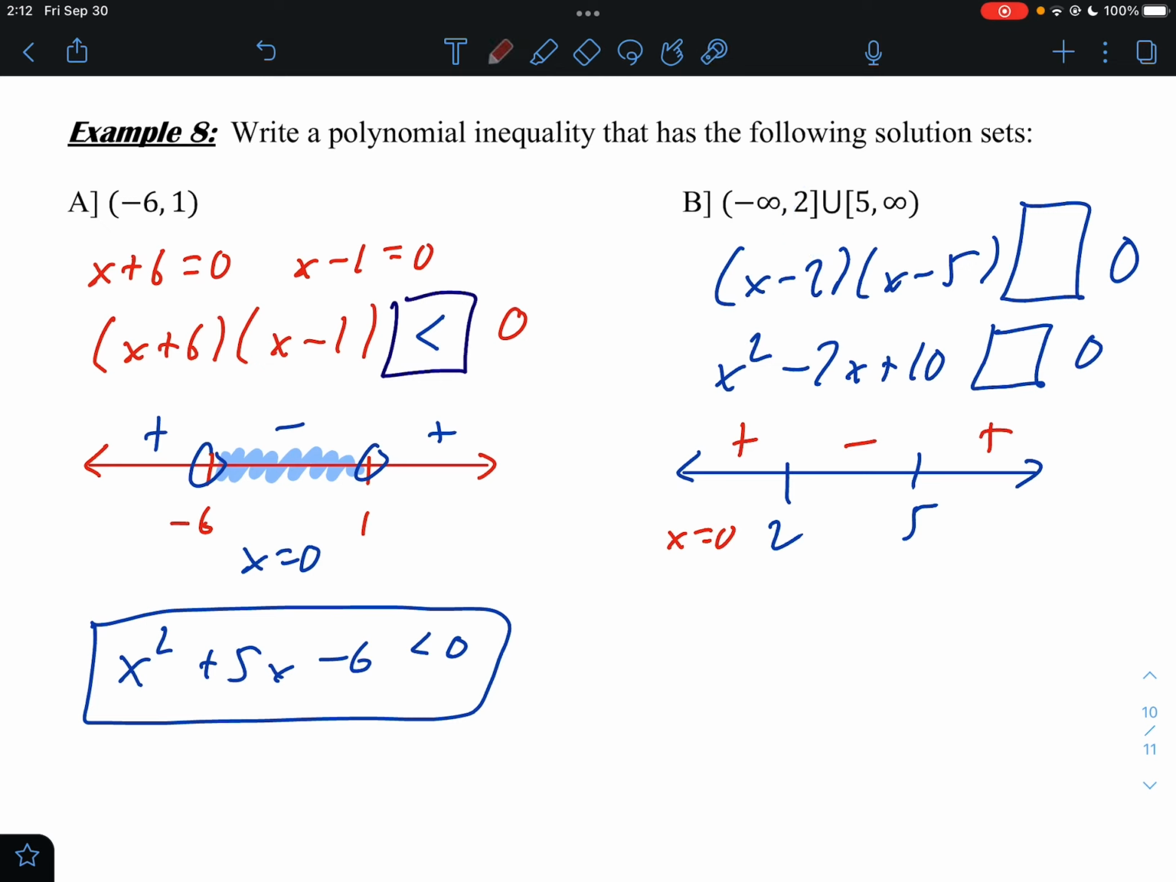Because there are brackets, these are going to be closed circles. And our answers are less than 2 and greater than 5. So our sign is going to be greater than or equal to 0. Because these are both positive. So greater than or equal to 0.